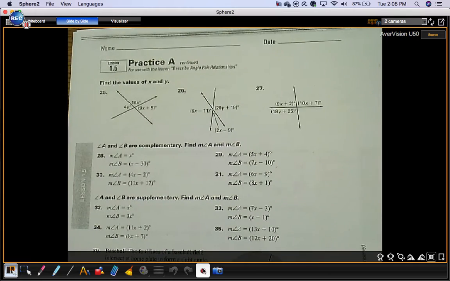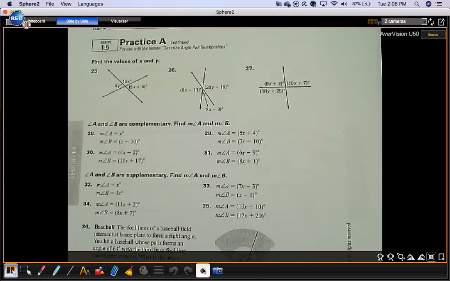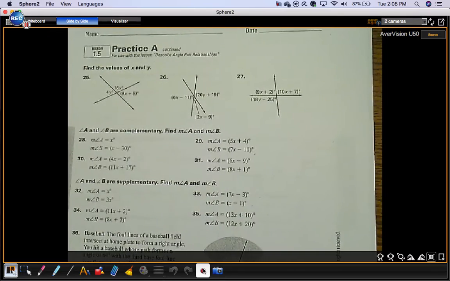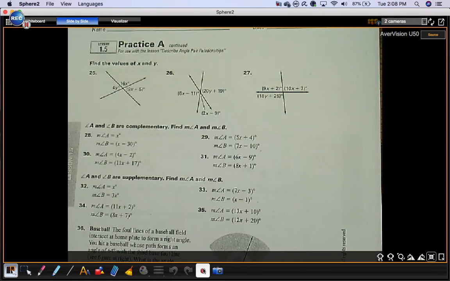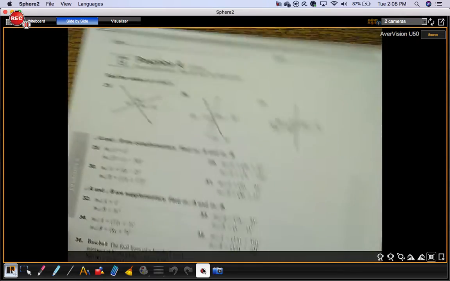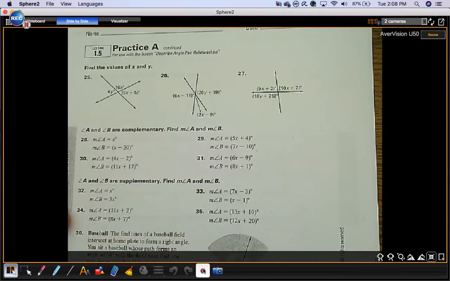This is practice A for section 1.5. This is the back. We're going to try to do 25 through 27 on this video. They want you to find the values of x and y in this particular diagram.